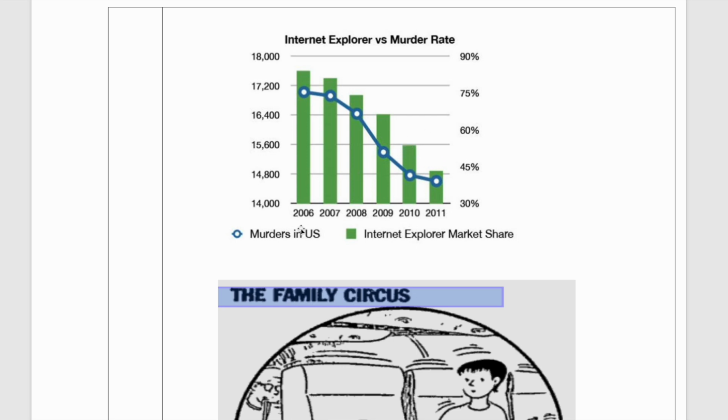Obviously there is no causation. Maybe the murder in the US has come down because the government has more funding for the law and order situation, the police forces have become better, or the economic well-being of the citizens has gone up, and that's why the crime rates have gone down. Whatever the reason, Internet Explorer market share going down is due to the new age browsers, Chrome and other browsers.